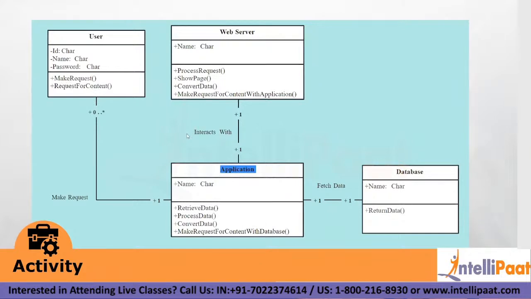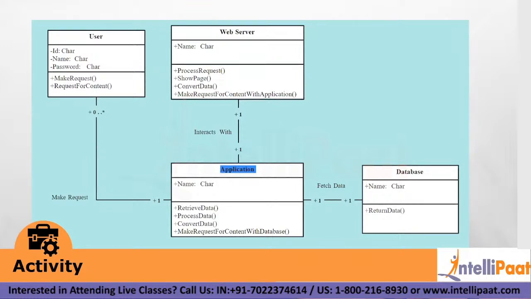So user should also request for a content. Remember, user is requesting for the content, and make request for content with application is the web server which would be doing it. And make request for content from database is the application server or application class which would be doing it with the database. So this is basically the high level of class diagrams.